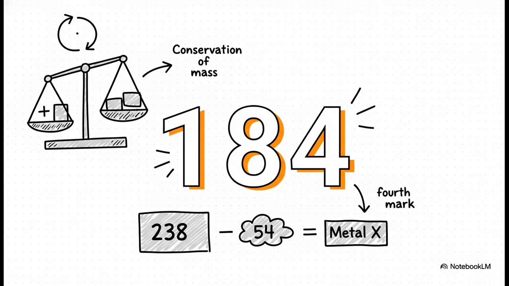Nice. And here's the final, really satisfying step. Thanks to the law of conservation of mass, we know the total mass of the things we start with has to equal the total mass of the things we end up with. So if the total is 238 and the waste water is 54, our desired metal X has to be whatever is left. 238 minus 54 gives us 184. And there it is, our final answer and our 4th mark.